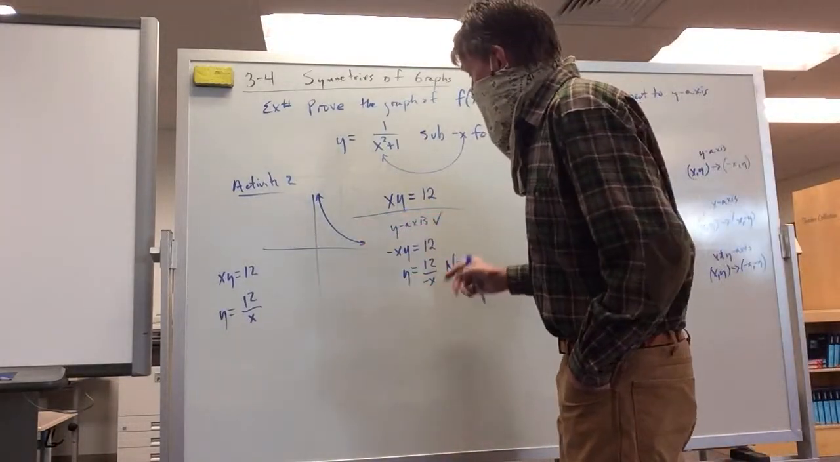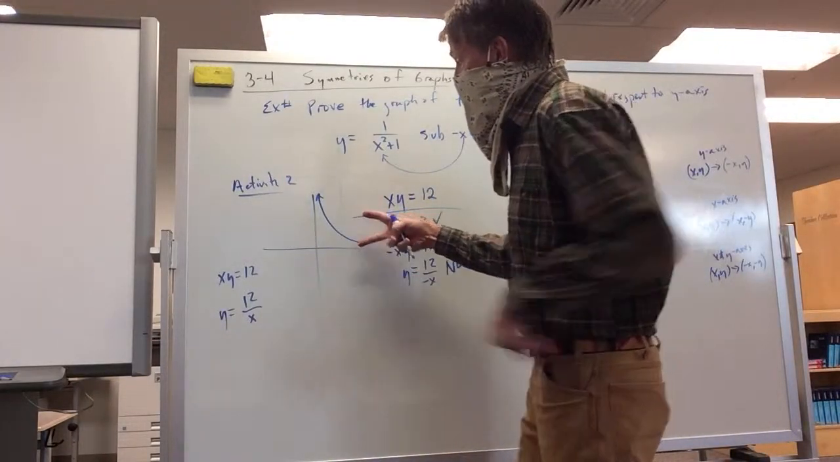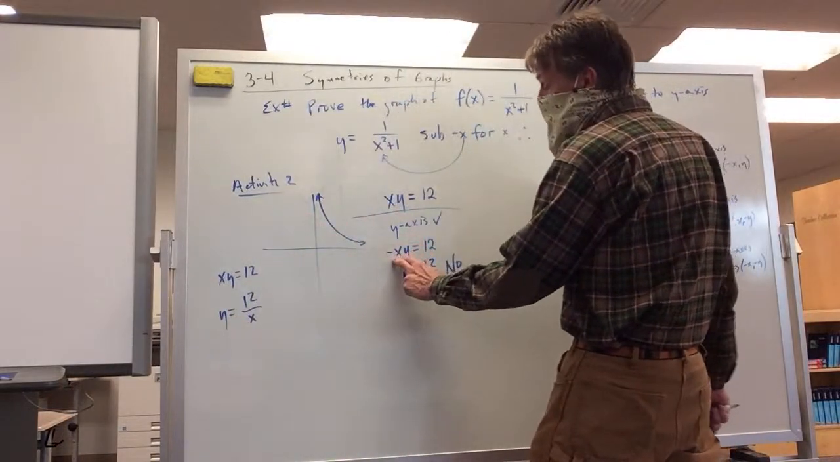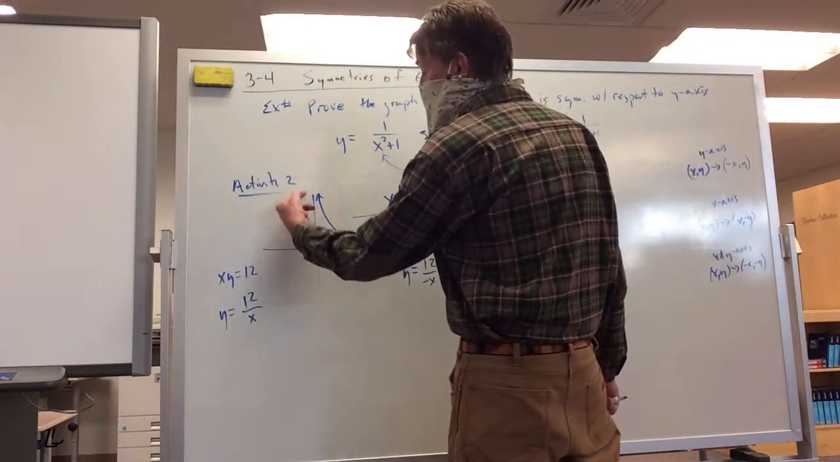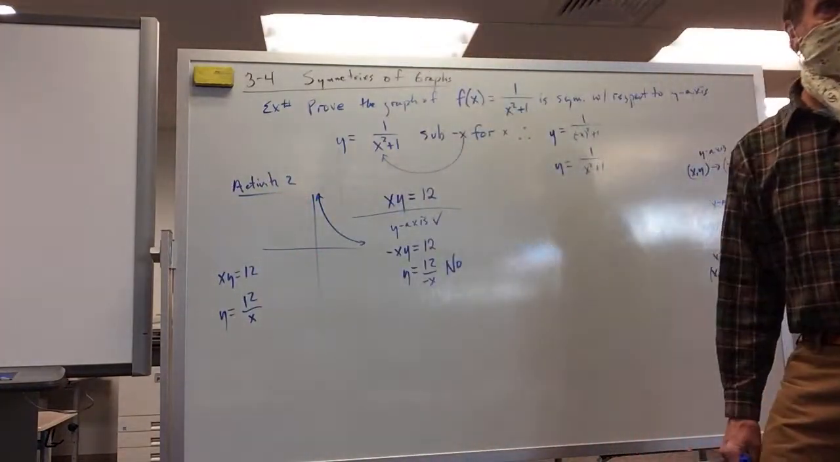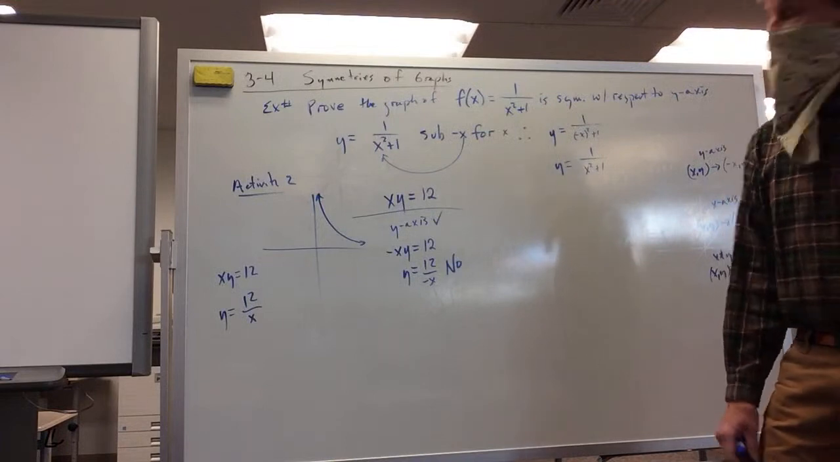In other words, I can't go and change the x value to a negative. Oh, I'm sorry, it's not symmetric over the y-axis. I can't change the x to a negative and then just flip it and put it over here. It doesn't happen. It's not symmetric in any of them. Well, we're gonna find out.